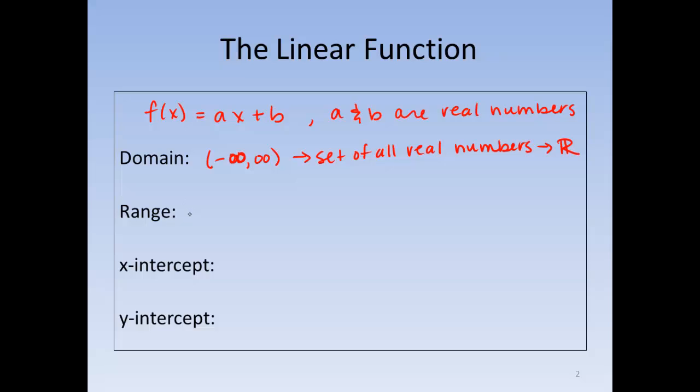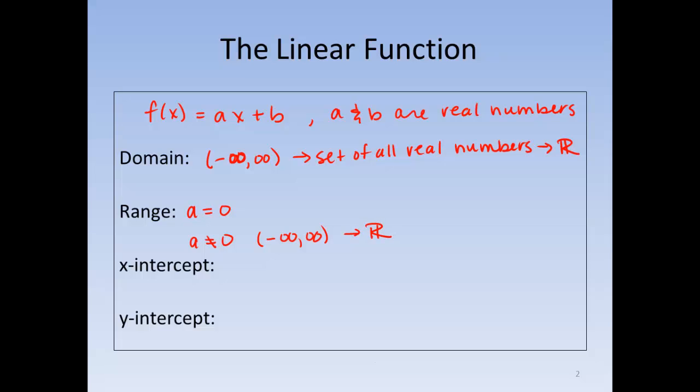Now the range of our linear function depends on if we have a equal to 0 or a not equal to 0. And I'm going to start with a not equal to 0, because more often than not we will find that we actually have a value for a that is not 0. So if I have a not equal to 0, my range, my output values, is also all real numbers.